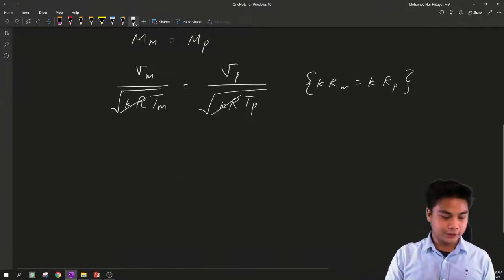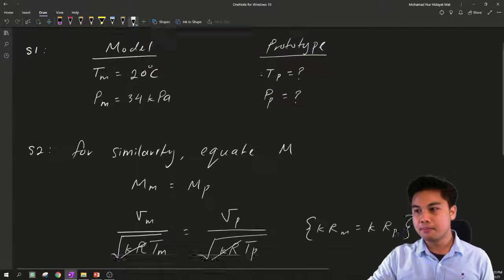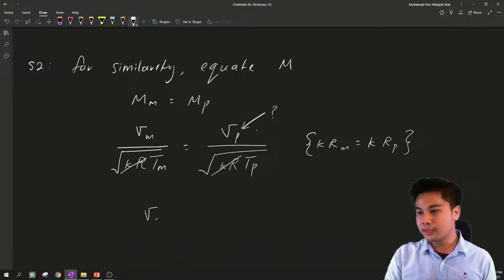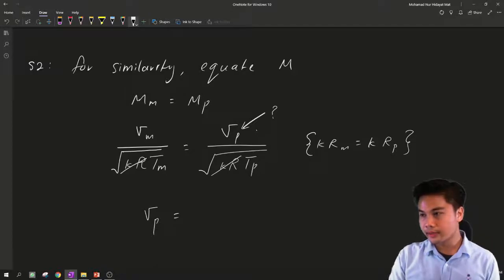We arrange here: what's the prototype speed? The question asks for VP, so we need to get this VP. Arrange VP to be the subject: VP equals the square root of TP over TM, multiplied by VM.